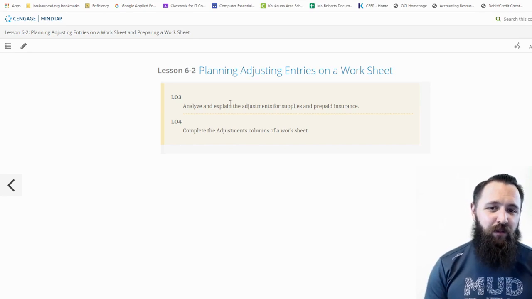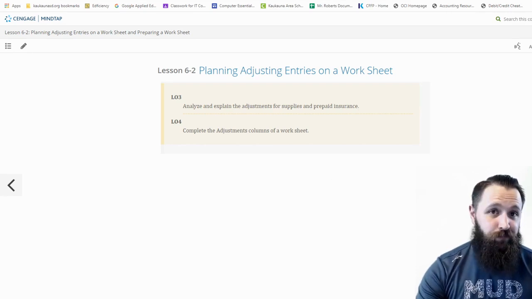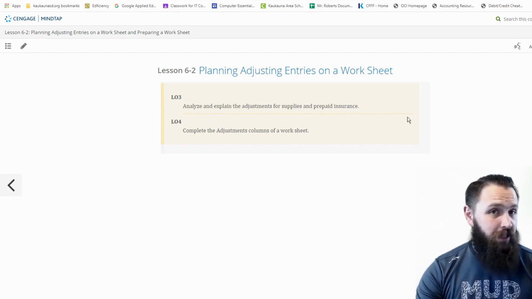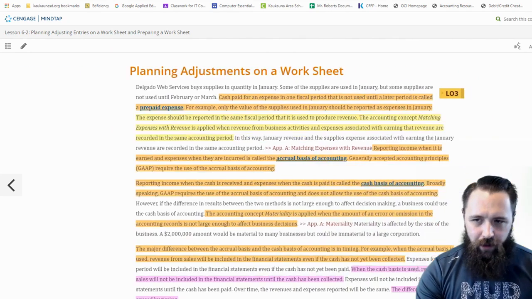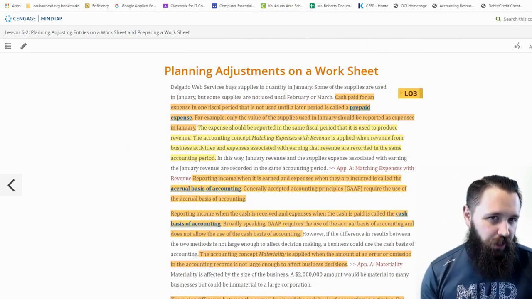Then learning objective 4, we're going to complete the adjustment columns of a worksheet. That's going to be just like yesterday, right? But learning objective 3 is a little bit trickier. So this is going to get a little bit wordy.